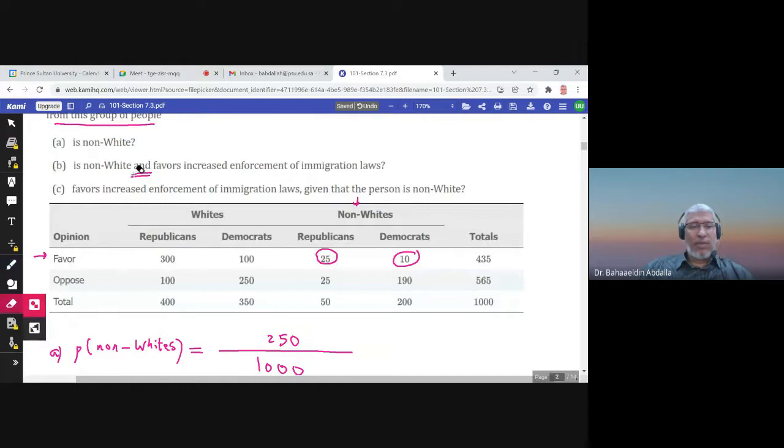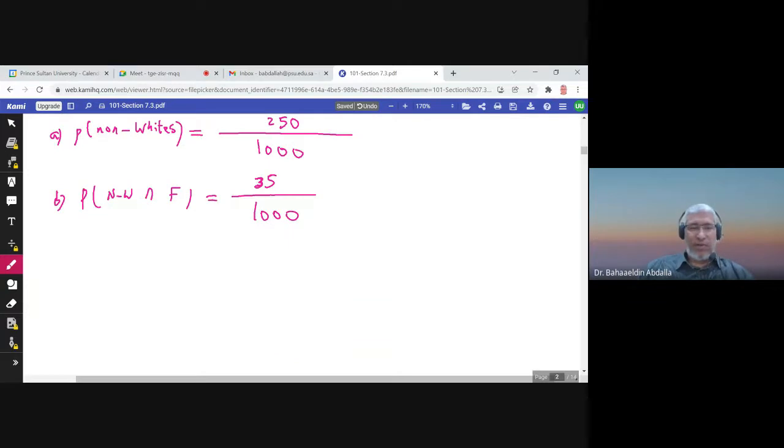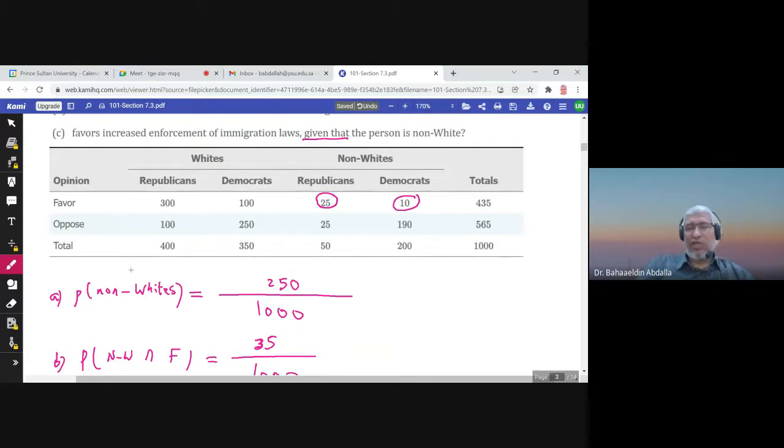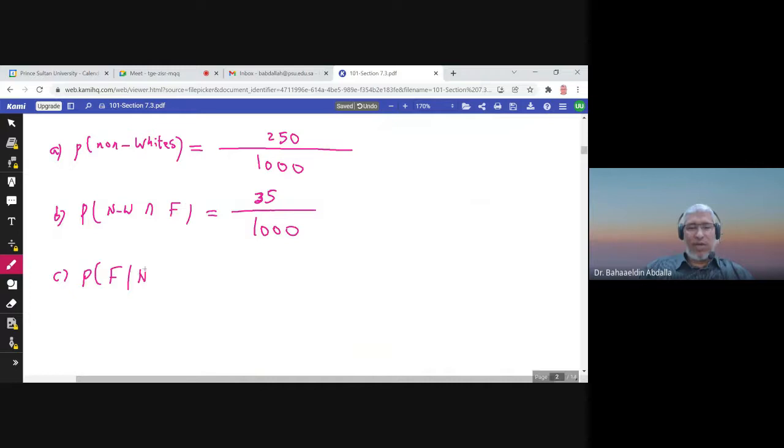Okay, part C: favors increased enforcement of immigration laws, given that. If there is a "given that," then it's a conditional probability. So what is the probability that this person favors increased enforcement? Given that, what is the condition? The person is non-white. So given that the person is non-white.